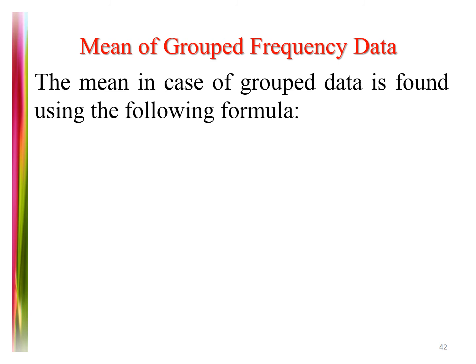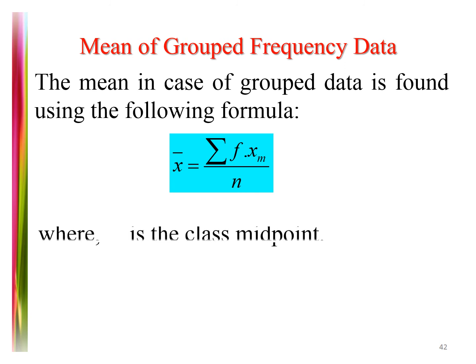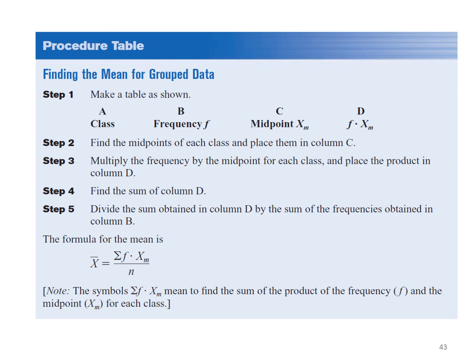And also the mean of grouped frequency data. Suppose they give a frequency table, so this is the way to calculate the average. Our formula is x bar equal to the summation of f into xm divided by n, where n is equal to the summation of f, f is the corresponding frequency, and xm is the class midpoint.